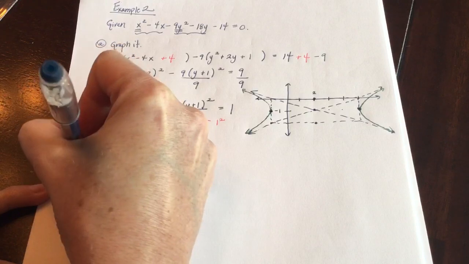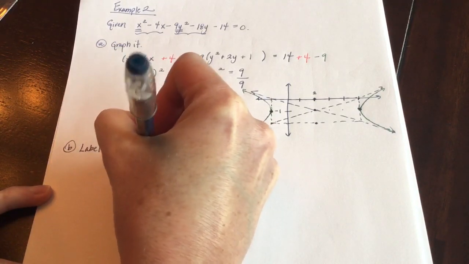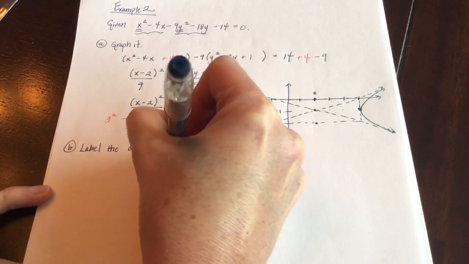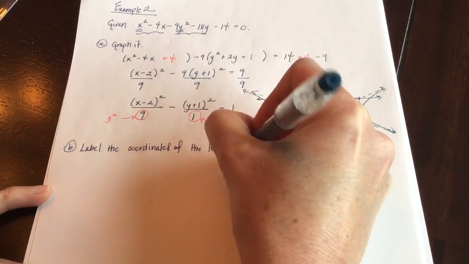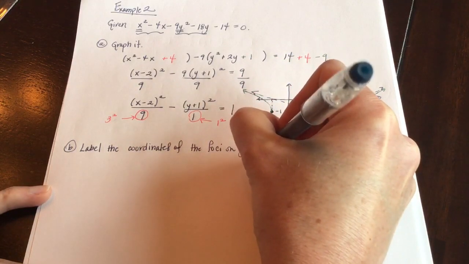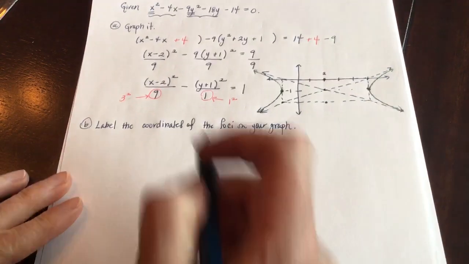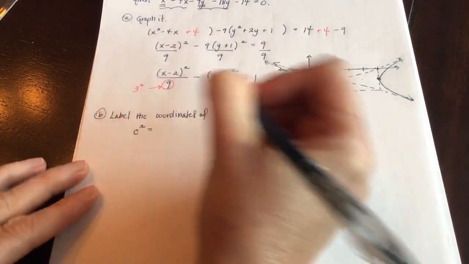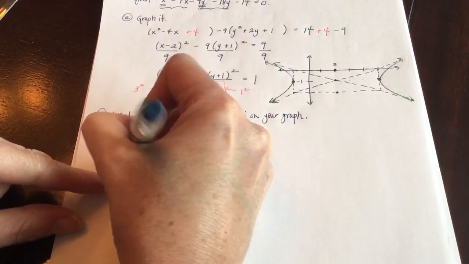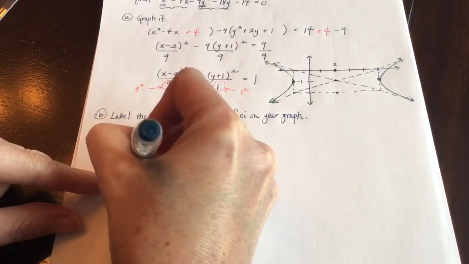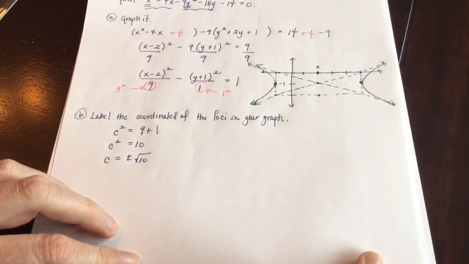Okay, part B. Label the coordinates of the foci on your graph. Okay, first let's find the foci. We've got c² would equal 3², or 9, plus 1², or 1. There we go. So c is plus or minus the square root of 10.